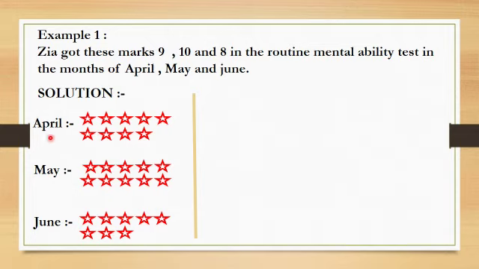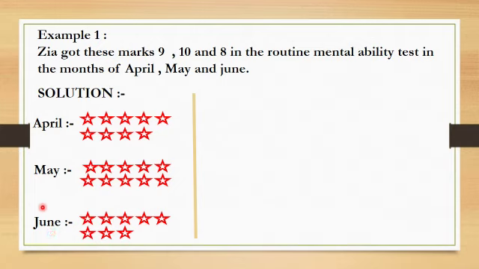Here, the teacher has drawn stars, each star representing 1 mark. In the month of April, she has drawn 9 stars, which shows Zia has got 9 marks. In the month of May, there are 10 stars, which means she has got 10 marks. In the month of June, there are 8 stars. It means Zia has got 8 marks.